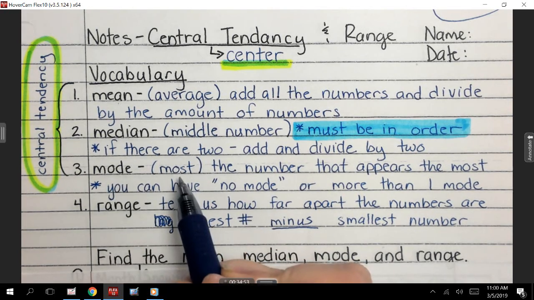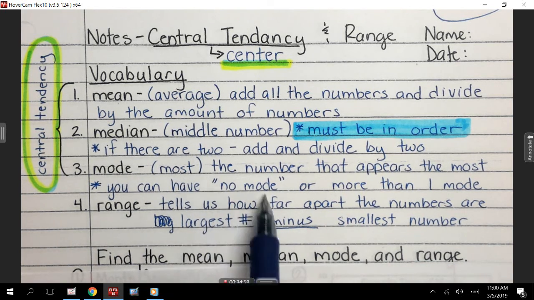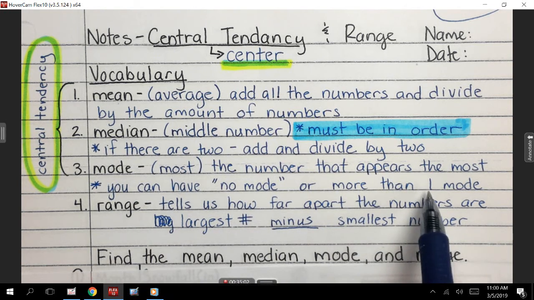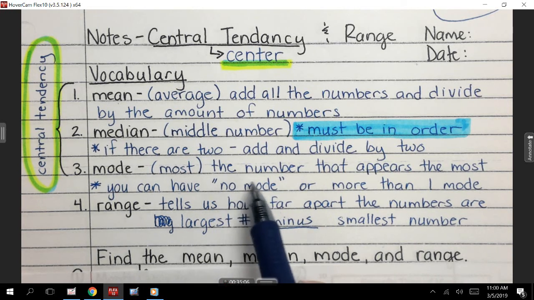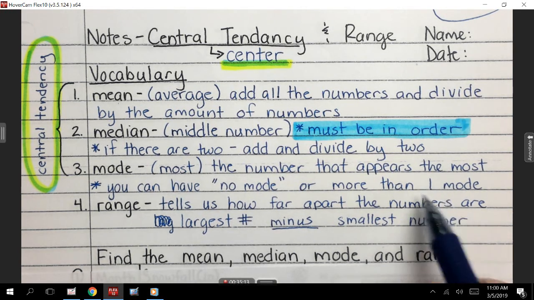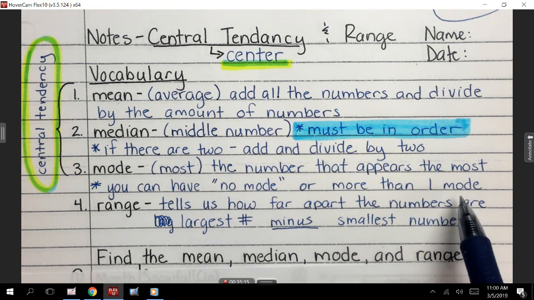The mode is the number that's there the most. If all the numbers are only there once, we're going to have no mode. Sometimes we can have more than one mode, and we're going to look at some of that. We might have some of those on our homework. So remember, if it looks weird, you can have no mode. That's okay. If you have 2 numbers that both are there 3 times, you could write both of them down as the mode, okay?